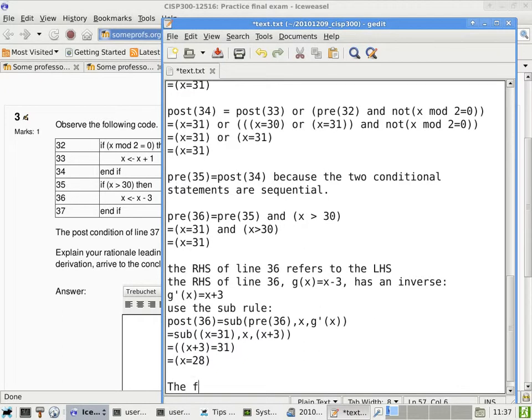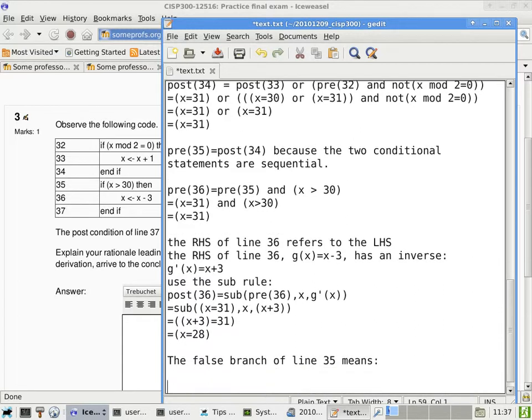Okay, so we can say the false branch of line 35 means the following. It means post 37 is post 36, or we take the false branch. What does it mean when we take the false branch? When you take the false branch, first of all, the condition of the conditional statement has to be false. But on top of that, everything that is true before line 35 is still true.